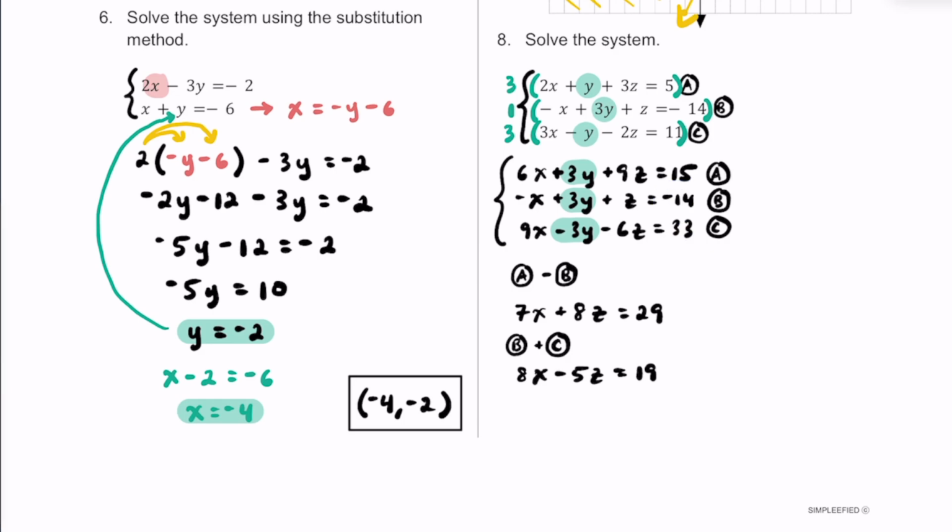All right. So we have these two new equations here. Just to stay organized, let's call this equation D, and let's call this equation E. And let's also make them a different color to stay a little bit more organized.